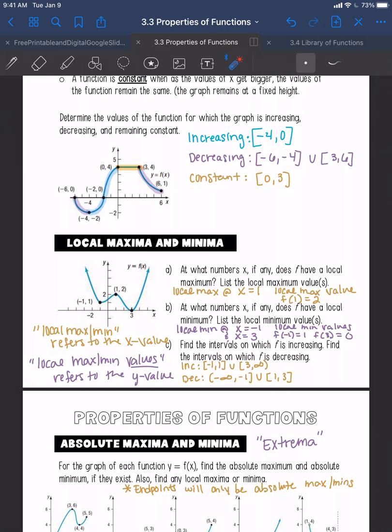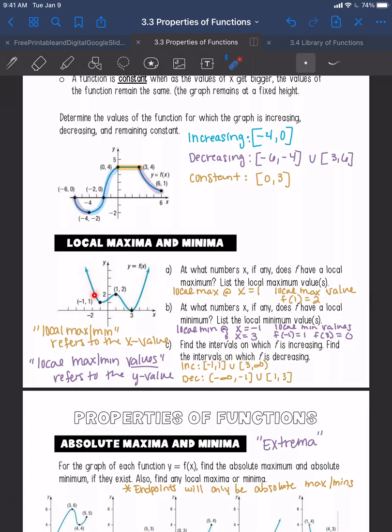Intervals on which it is increasing and decreasing. So following from left to right, I'm starting up at -infinity and coming down until I hit that local min. So it's decreasing from -infinity to -1. And then from -1 to 1, I'm increasing. And then from 1 to 3, I'm decreasing again. And then from 3 to +infinity, I'm increasing.